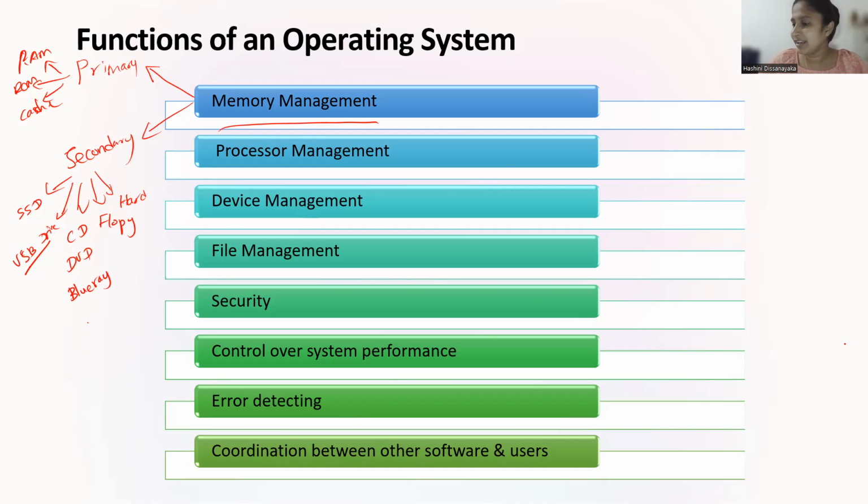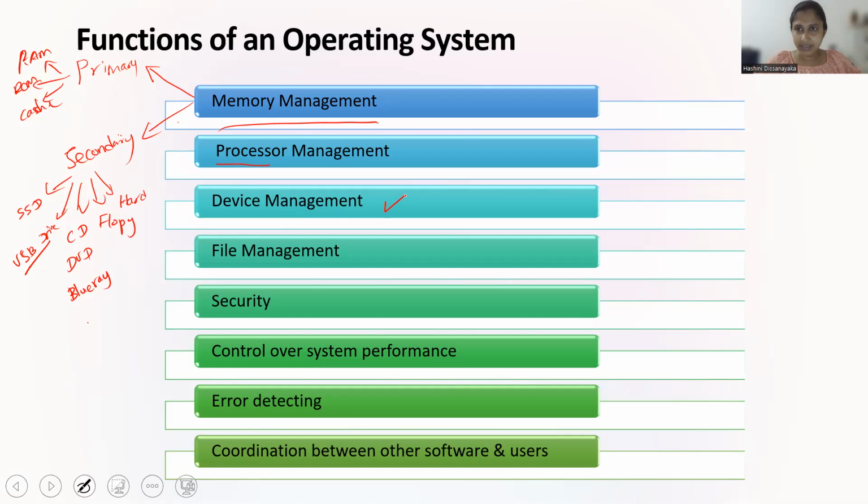When we talk about memory management, the operating system is going to manage these two memory types, primary and secondary memory. Let's discuss more things under memory management. Then it's going to manage the processor. Processor means CPU, or the central processing unit. Then the other one is device management.